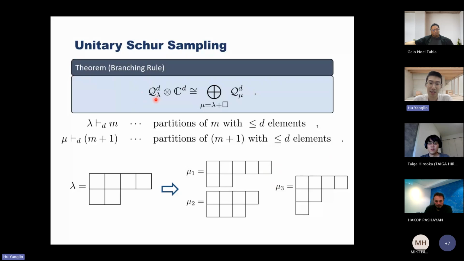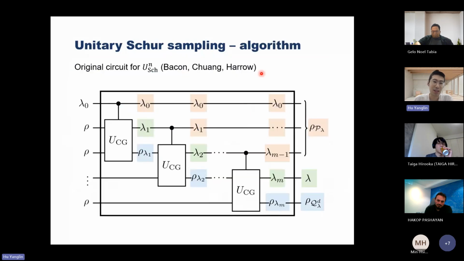So basically, this space decomposes into this space. This gives you a kind of recursive way to do the unitary Schur sampling. You can first do the unitary Schur sampling for 2 states, and then you get this lambda 1, and what you get is another state on Q lambda d, and then you append a new quantum state on it, and then you apply a unitary on it, and you can transform this into this bunch of things, right?